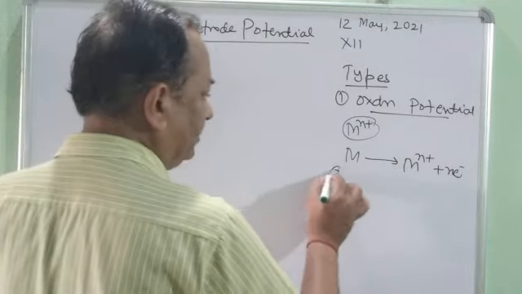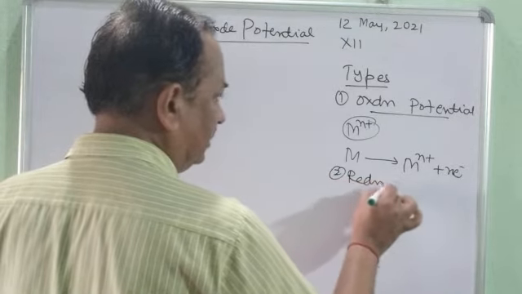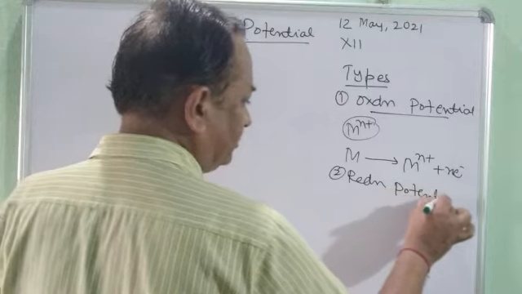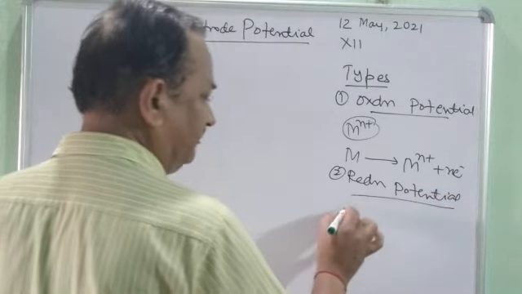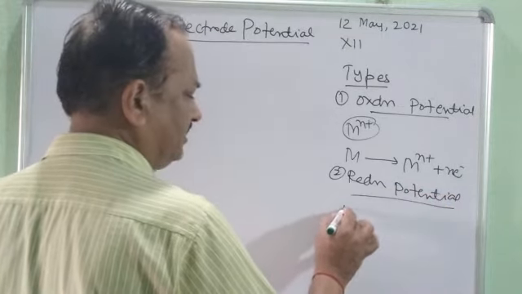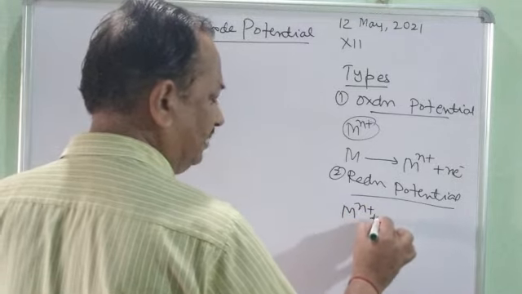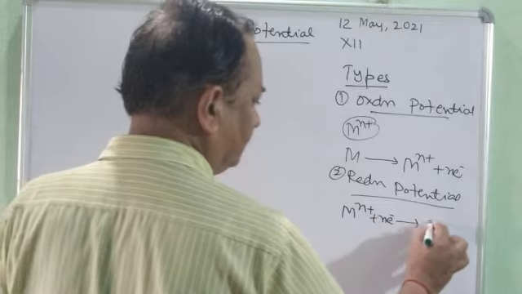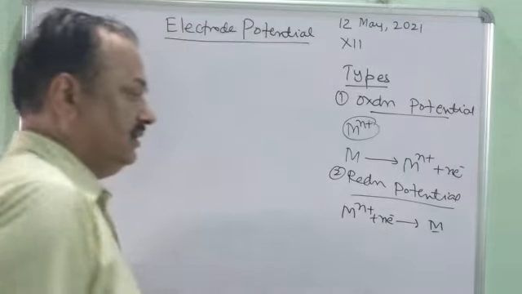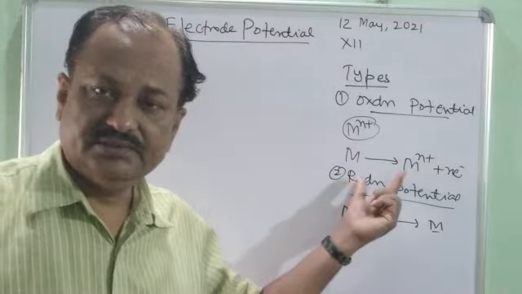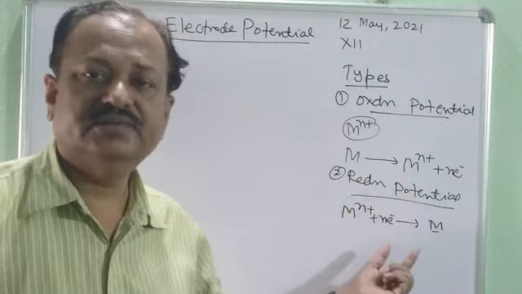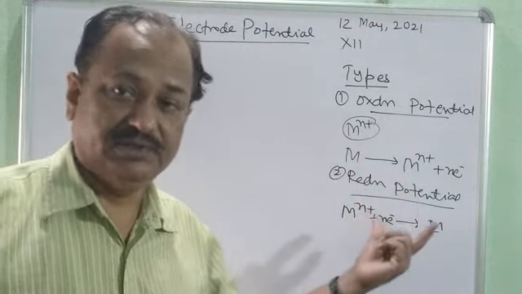Now second is reduction potential. Reduction is the gain of electrons. Let it be any other metal ion. Suppose it gains n number of electrons and forms the metal. So this measurement is oxidation potential, and this is reduction potential. So it is of two types.